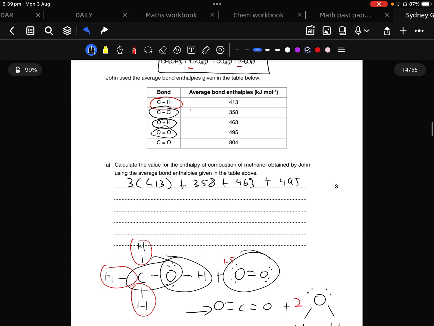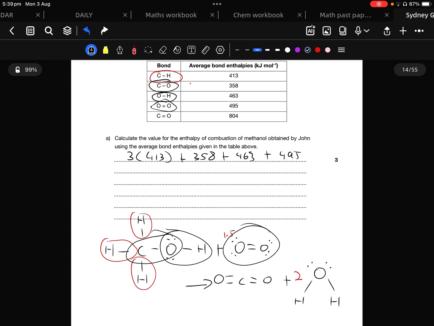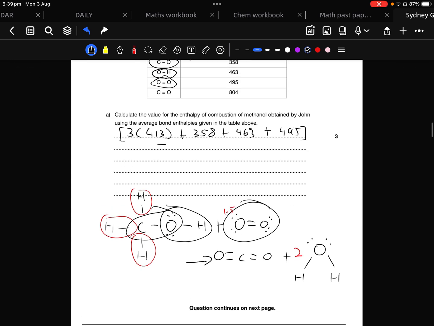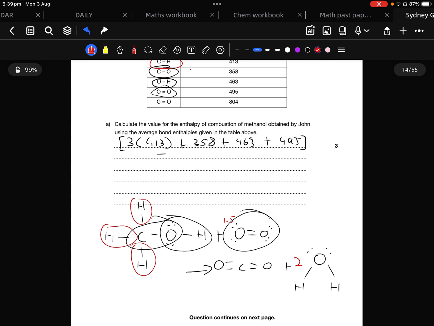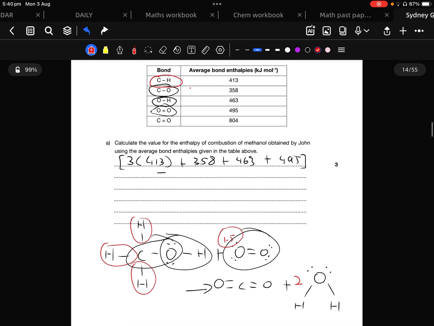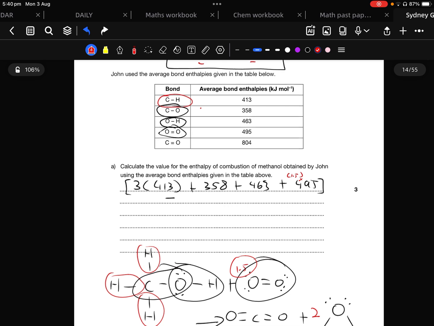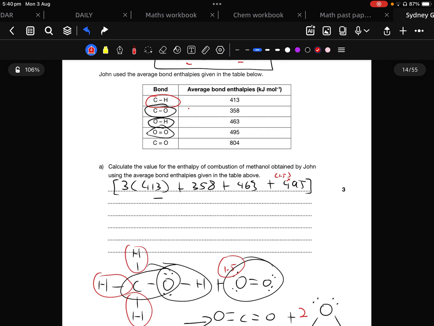Now we have the delta H of bonds broken, and now we minus that with the delta H of bonds formed. And one thing, oxygen to oxygen has a coefficient of 1.5, right? So we got to take into consideration its coefficient. So we got to times their bond enthalpy by 1.5.